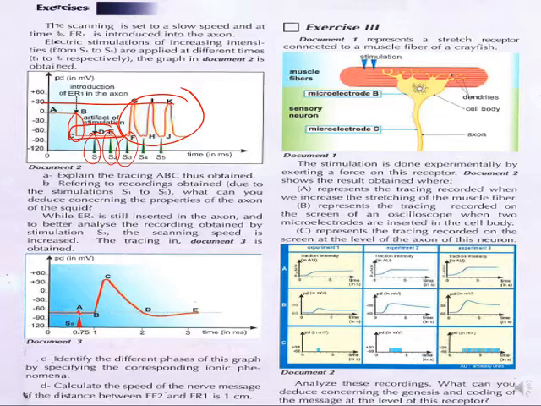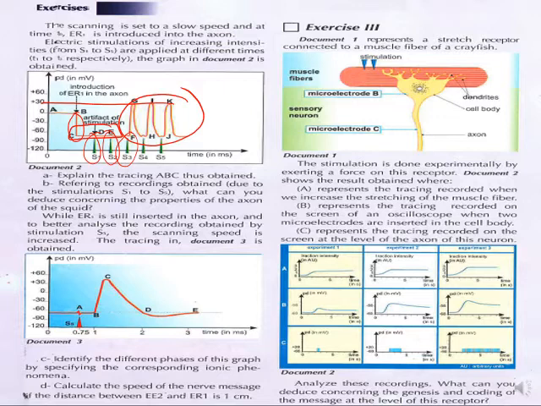While ER1 is still inserted in the axon, and to better analyze the recording obtained by stimulation S5, the scanning speed is increased. The tracing in document 3 is obtained, showing the potential difference. Part C: identify the different phases of this graph by specifying the corresponding ionic phenomena.